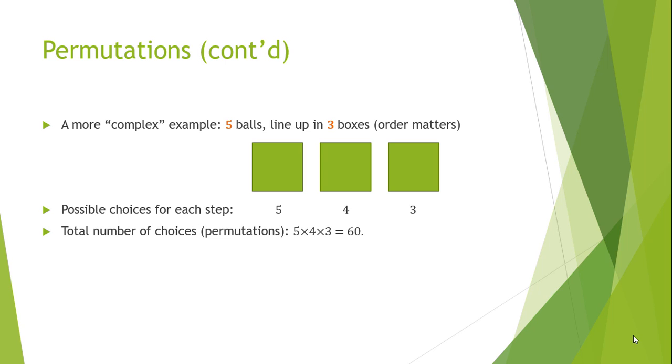So let's get a quick review. For the first box, we have 5 choices. And after the choice is made, no matter what it is, we'll have 4 choices for the second box. And after this choice is made, we'll only have 3 balls left, so we have 3 choices for the third box. So for each of the choices in the first box, we'll have 4 possible choices for the second box. And for each of the choices in the first 2 boxes, we will have 3 possible choices for the third box. So the total number of choices in permutations is 5 times 4 times 3, which is 60.